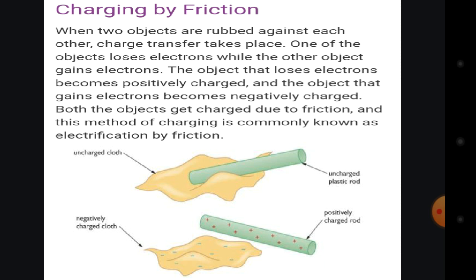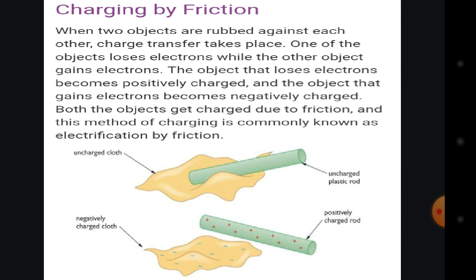So that means that the protons are more than the electrons. Whenever we have a case where the electrons are more than the protons, that means we will be having a negatively charged particle or object. So you see here we also have a positively charged rod, and we also have a negatively charged cloth.